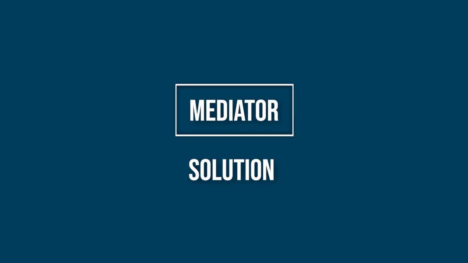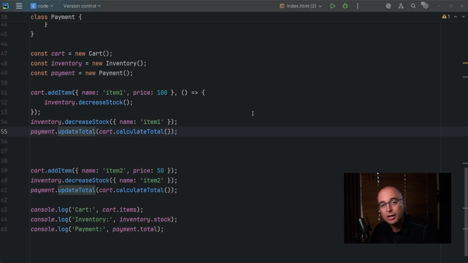In this video, I will show you one way of solving our cart, inventory and payment synchronization problem using, obviously, the Mediator design pattern, or is it Mediator pattern? The way I would solve this with Mediator is by adding another class which will take all these dependencies, cart, inventory and payment, in a constructor.